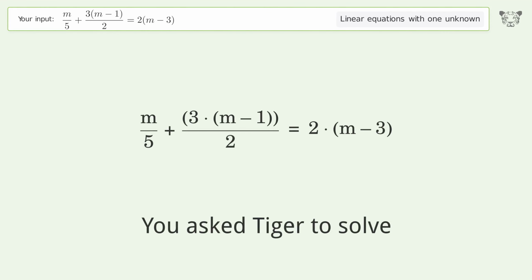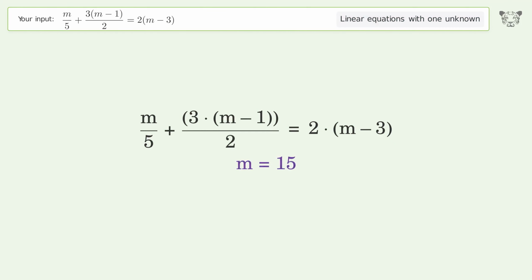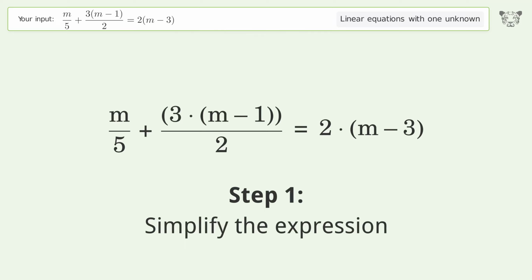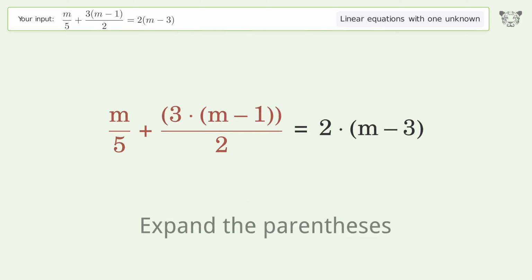You ask Tiger to solve this. This deals with linear equations with one unknown. The final result is m equals 15. Let's solve it step by step. Simplify the expression. Expand the parentheses.